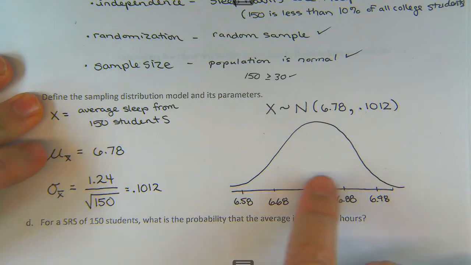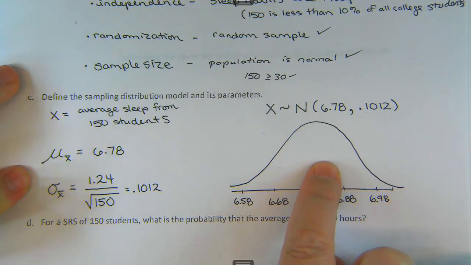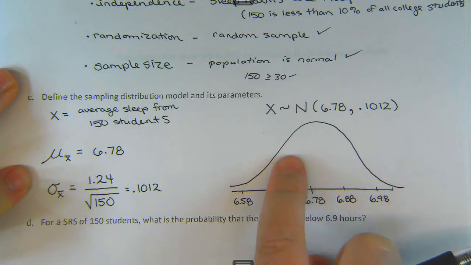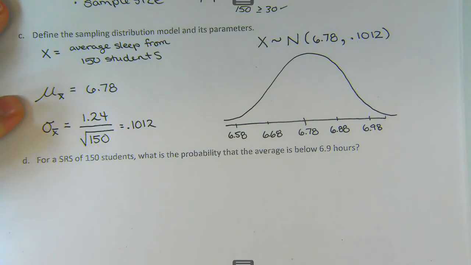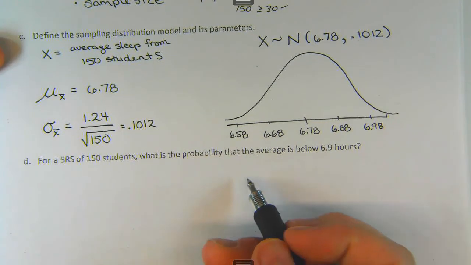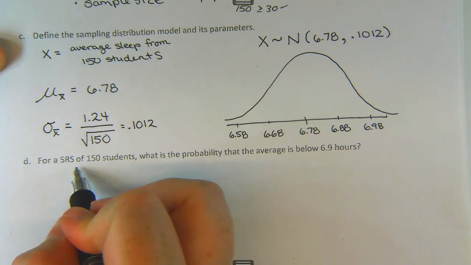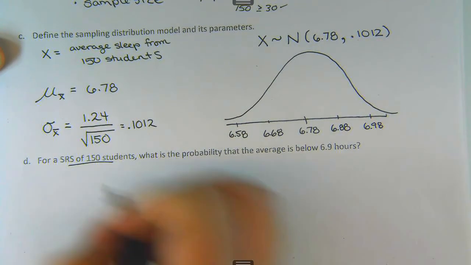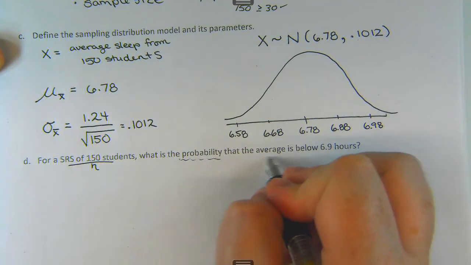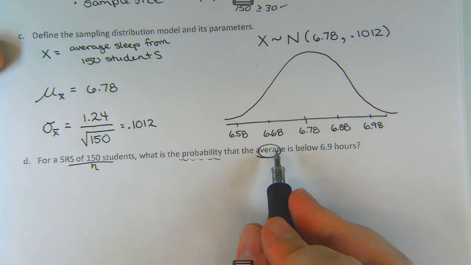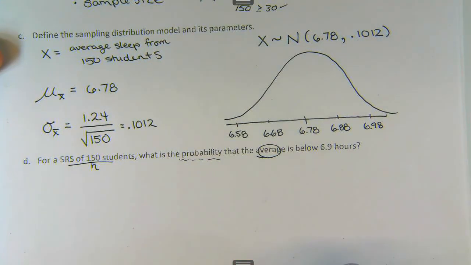So this distribution here is describing how average sleep habits of 150 students behave. We expect to be at that 6.78, and then this spread, the standard deviation tells us how the values spread. So for a simple random sample of 150 students, what is the probability that the average is below 6.9 hours? So this question here matches the setup for when we need a sampling distribution of means. We have a simple random sample of a certain size, so we have some sample size that we're working with. We're looking for a probability of an average. So probability of an average, you're going to need to use a sampling distribution of means.